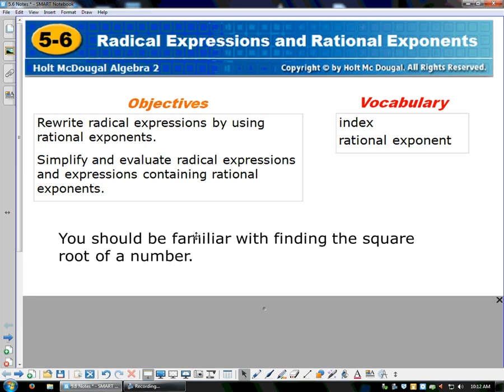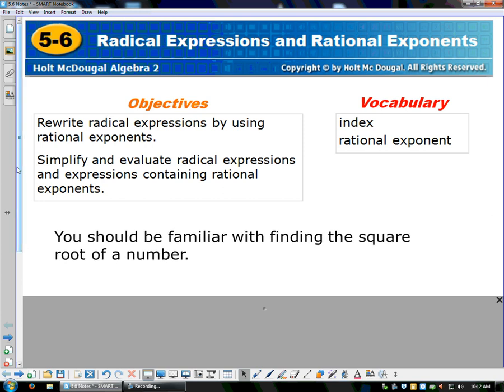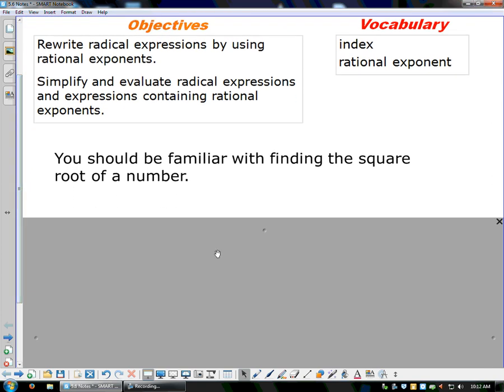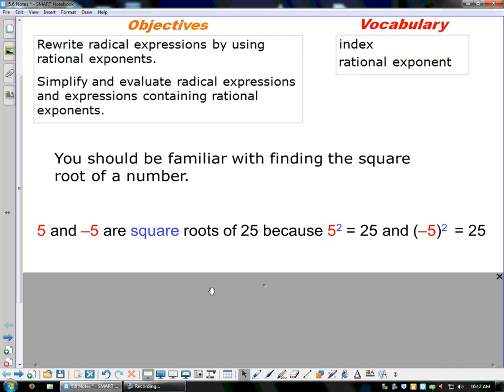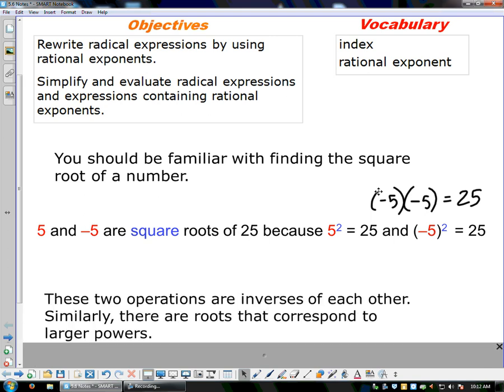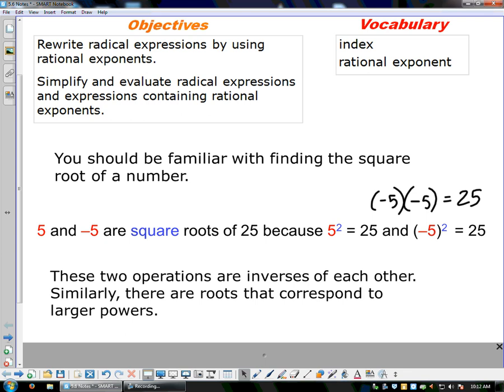You should be familiar with finding the square root of a number. For example, 5 and negative 5 are square roots of 25 because 5 squared equals 25. But when you square negative 5, you also get 25, because negative 5 times negative 5 is equal to 25. That means 25 really has two square roots, 5 and negative 5. These two operations are inverses of each other.